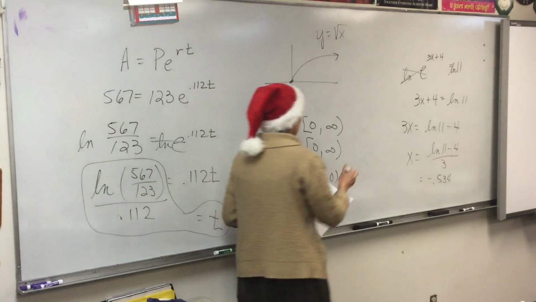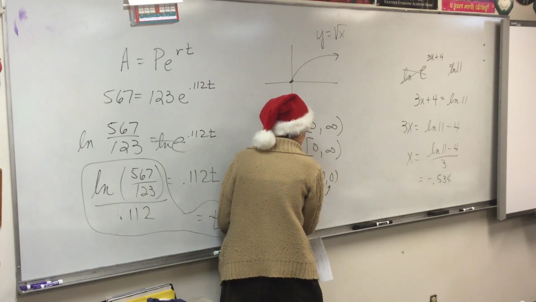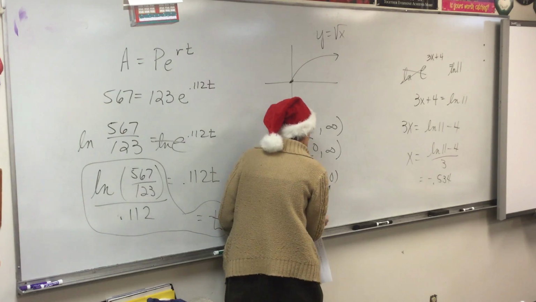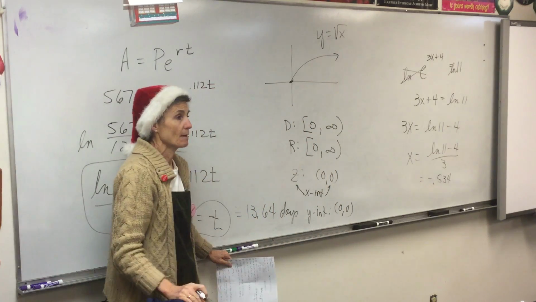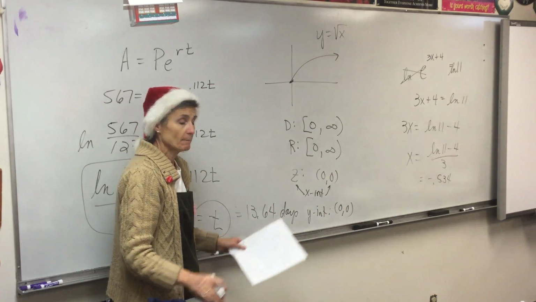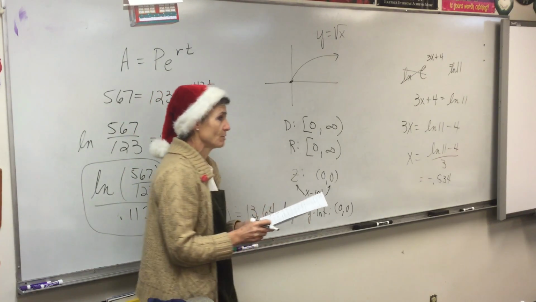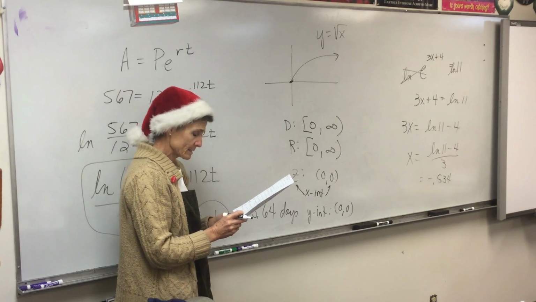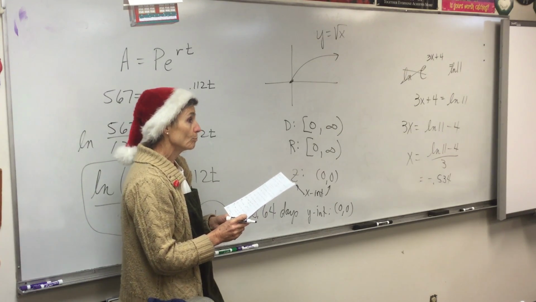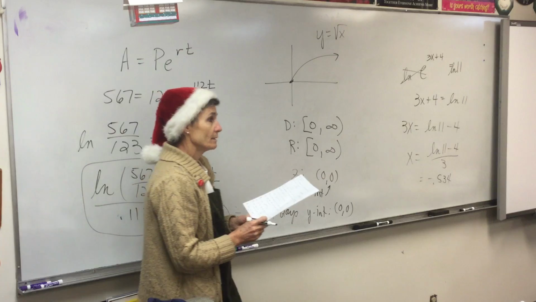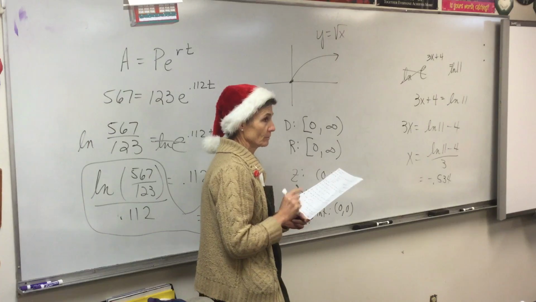Intercepts. Now, zeros are x-intercepts, right? So that's the same thing. What's the y-intercept? 0, 0. That point is not only the x-intercept, it is also the y-intercept. Would you say this is an increasing or decreasing function? Increasing on its entire domain. Does it have any asymptotes? Nope, no asymptotes.